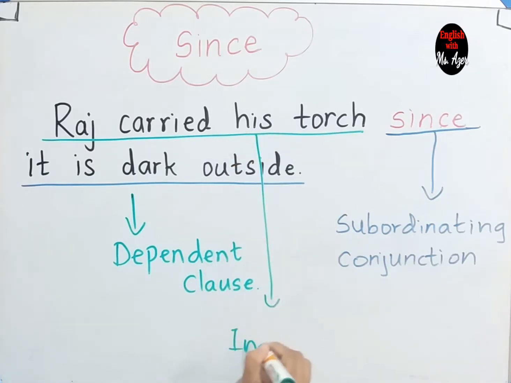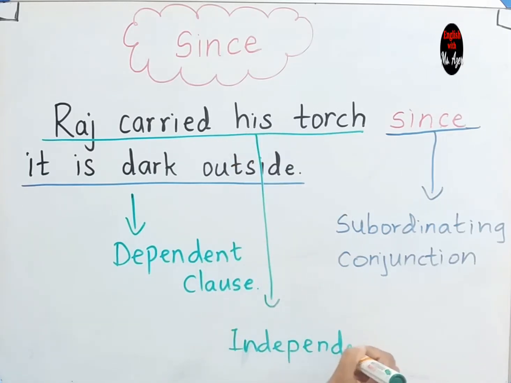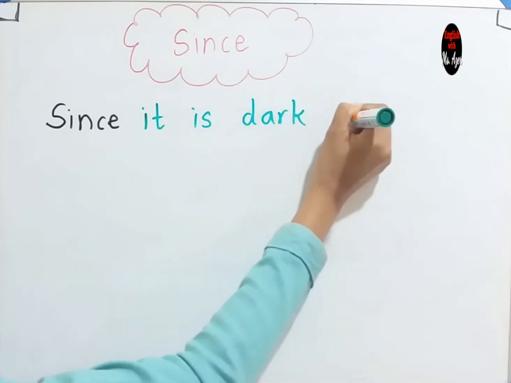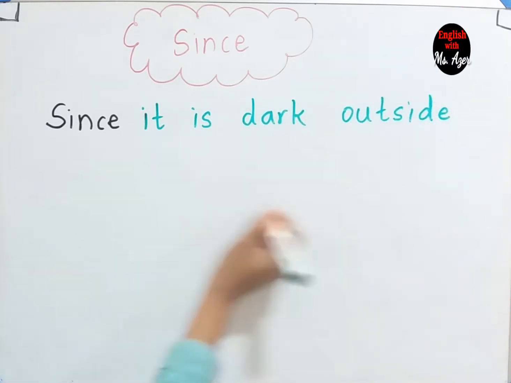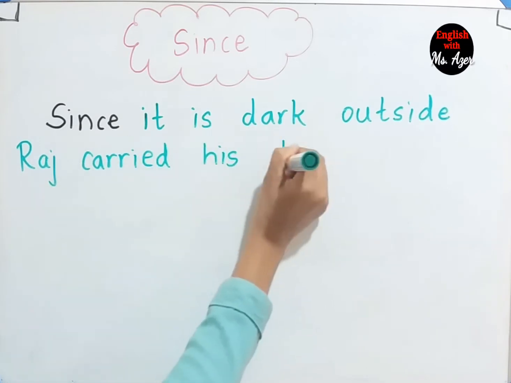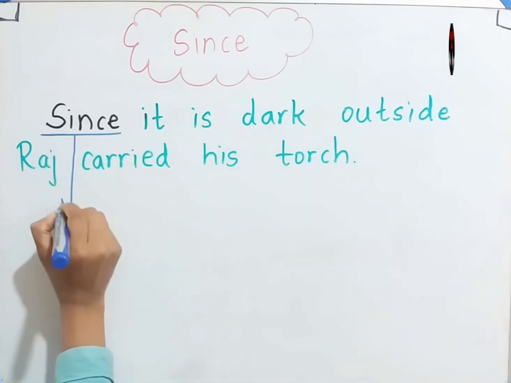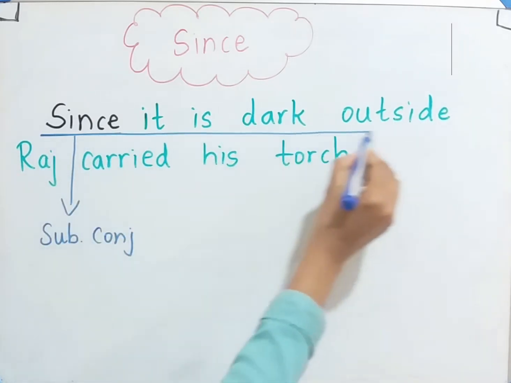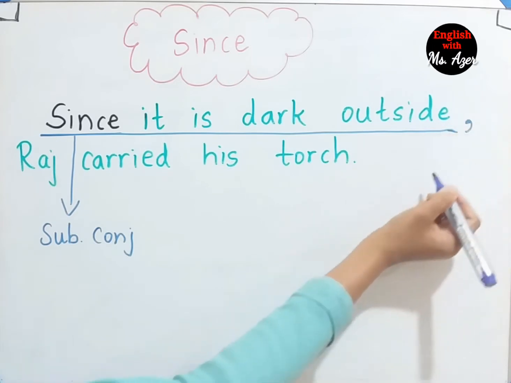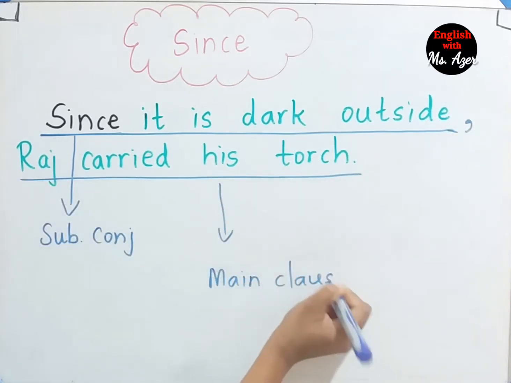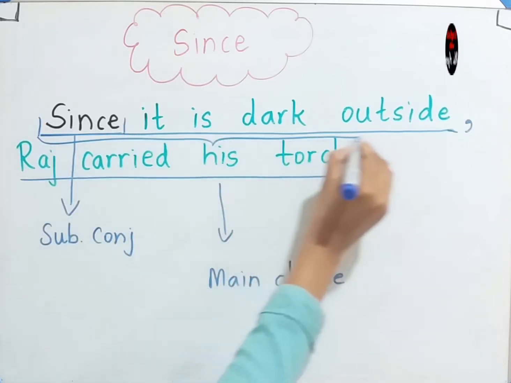Let's see. The same meaning can be expressed by placing the subordinating conjunction at the beginning of the sentence. Since it is dark outside, he carried his torch. When we place the subordinating conjunction at the beginning of a sentence, it's a rule to place a comma immediately after the dependent clause. Therefore, students, we have to be careful with the placement of comma when writing the subordinating conjunction at the beginning of a sentence.